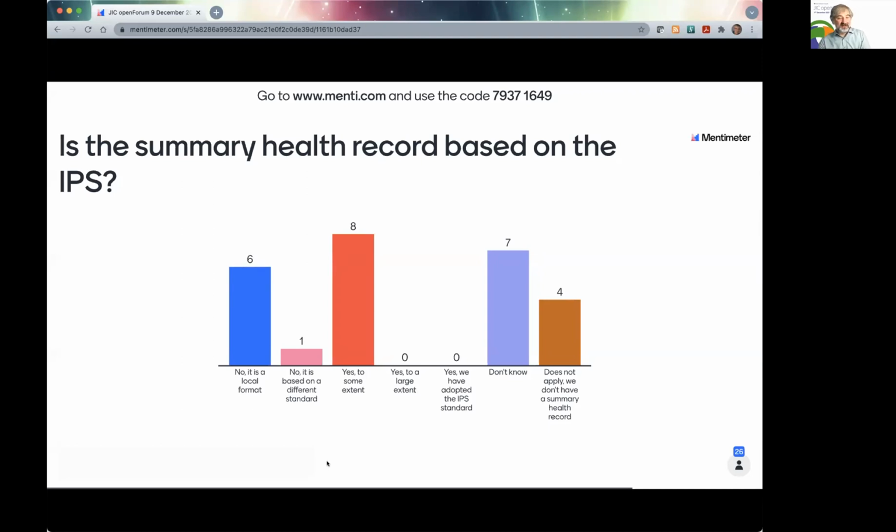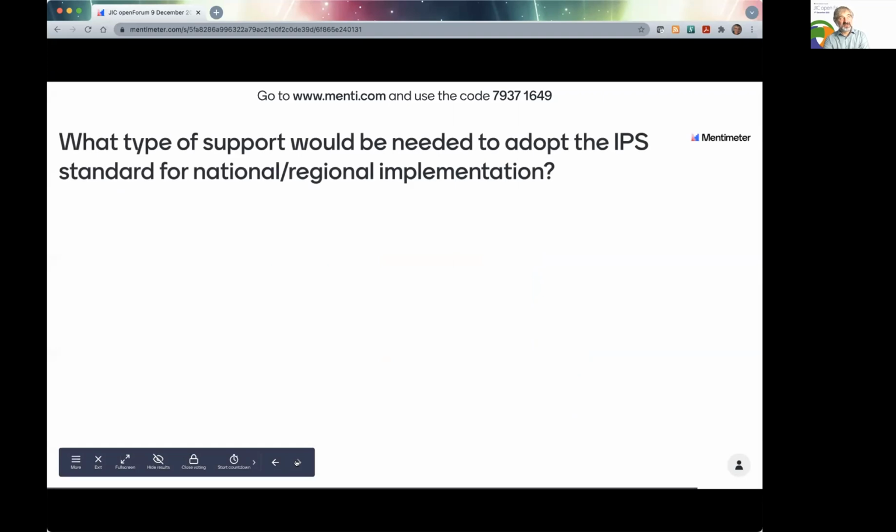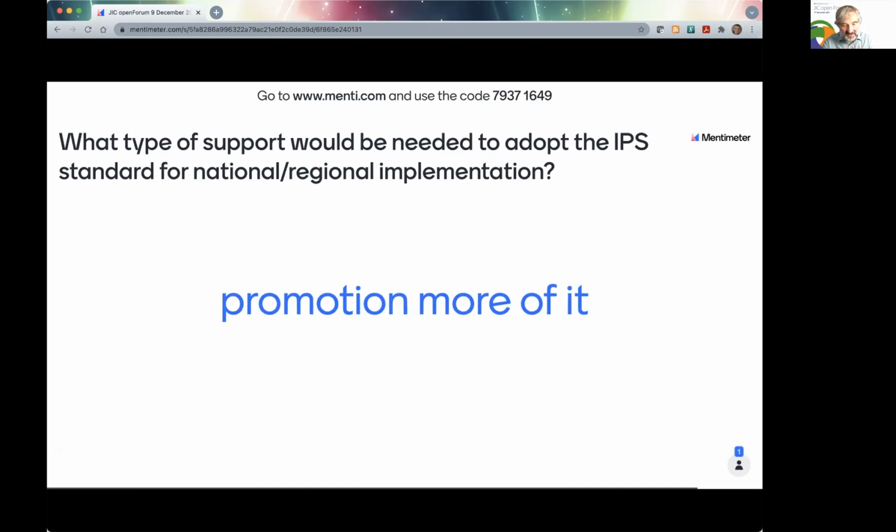So thanks. Yeah, that gives a good impression to us. So let's move on to the next question. What type of support would be needed to adopt the IPS standard for national and regional implementation? That's a bit different to the first question we had on that. This is more, what would you like to see as support if you really want to implement that in your national or regional area?